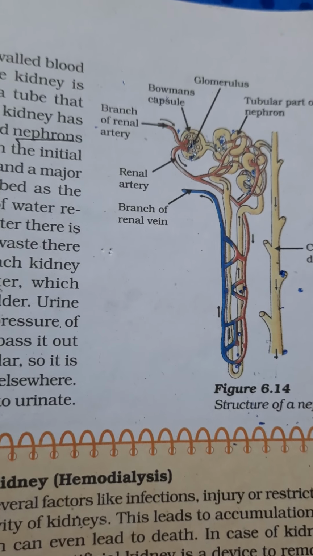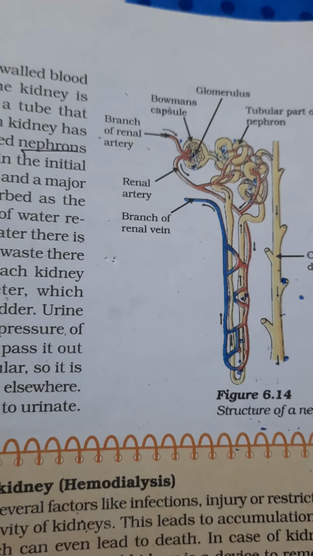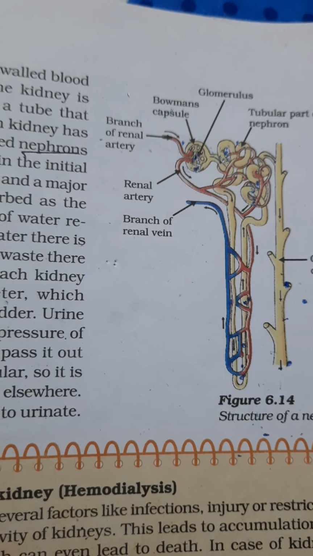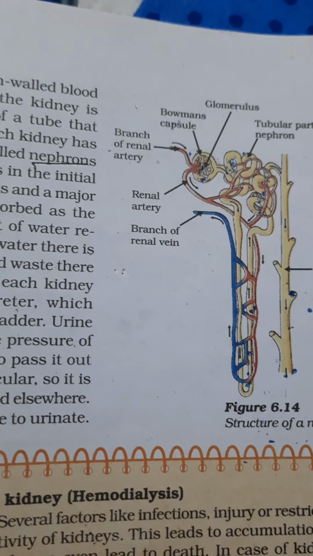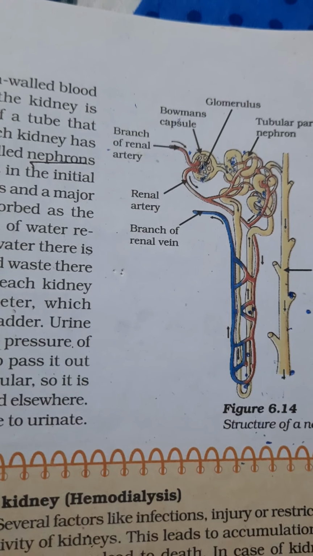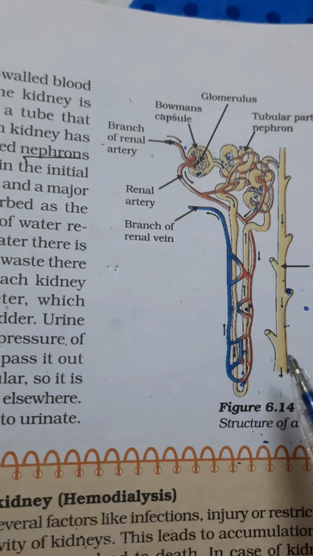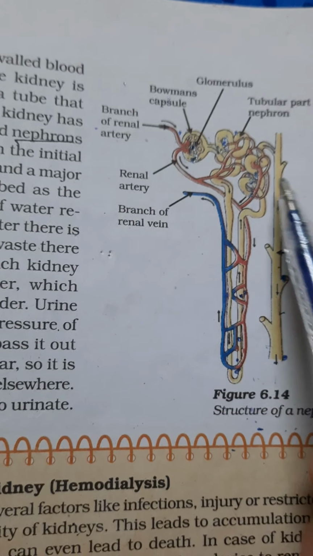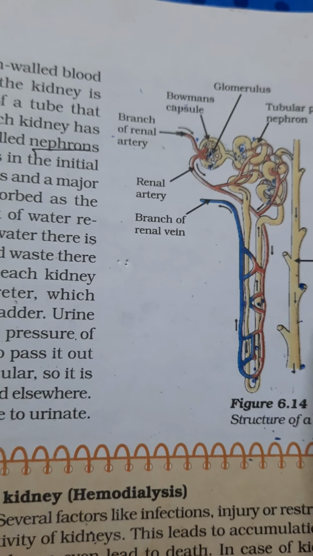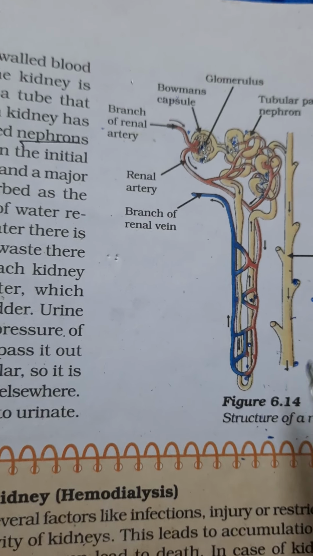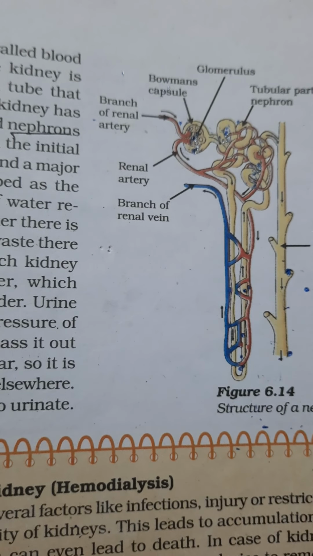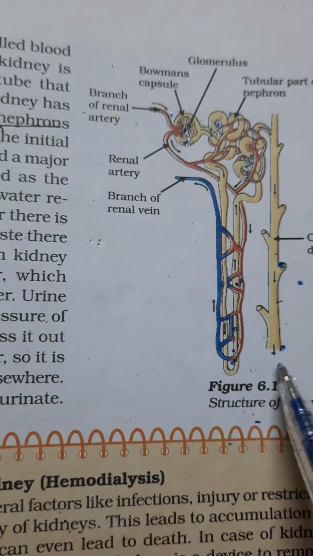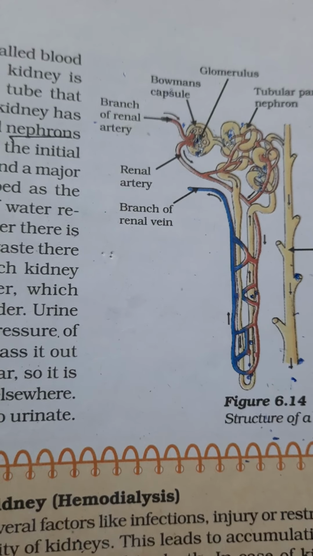Lastly, it is tubular secretion. In this process, the movement of harmful substances from blood vessels into this PCT, proximal convoluted tubule, DCT, distal convoluted tubule, and collecting duct of the nephron. And here at the end of the collecting duct, the urine is formed.